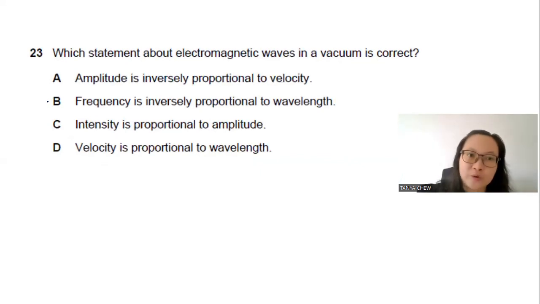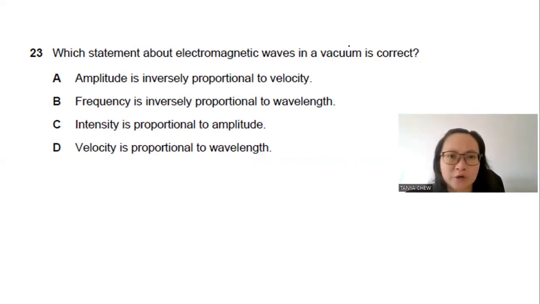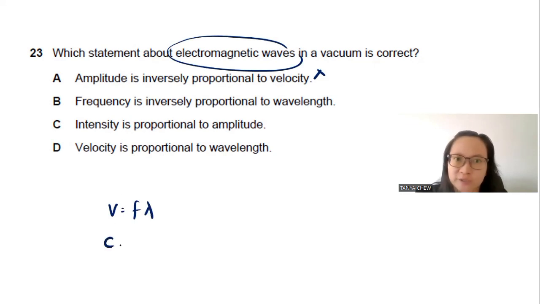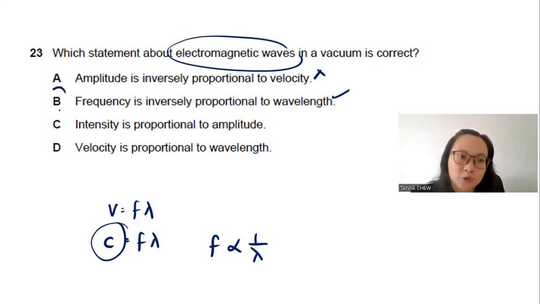And question number 33, which statement about the electromagnetic waves in vacuum is correct? Now, let me see. Amplitude is inversely proportional to velocity. This is not true. B, frequency is inversely proportional to the wavelength. Now all the electromagnetic waves travel with the speed of light. I am going to use v equals f lambda, but this v I'm going to change to c, which means speed of light. c equals f lambda. So speed of light is constant. f is inversely proportional to wavelength. This is correct. So B is the answer.